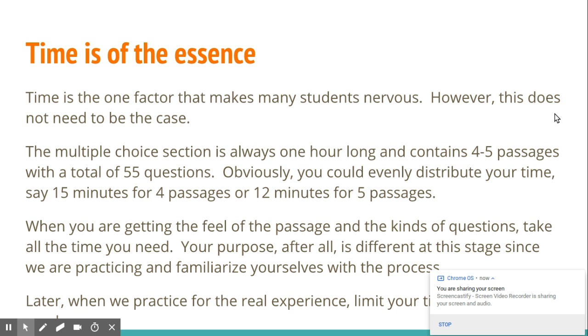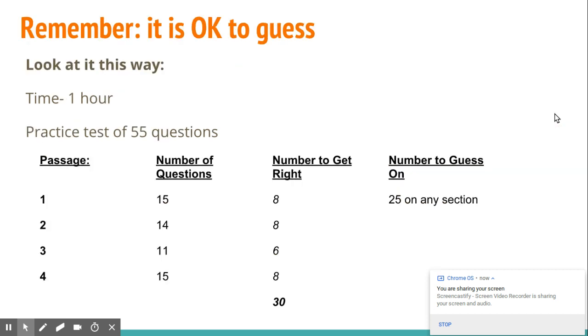When you get to the actual test, you'll learn how to pace your time, and you'll learn how to figure out how to distribute that 15 minutes for 4 passages or 12 minutes for 5 passages. It is okay to guess, and I want you to keep this in the back of your mind throughout. It's okay to guess.